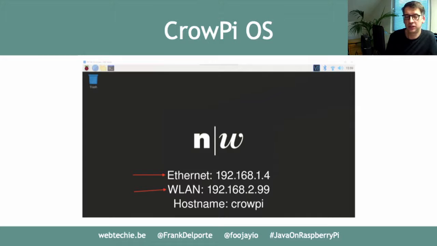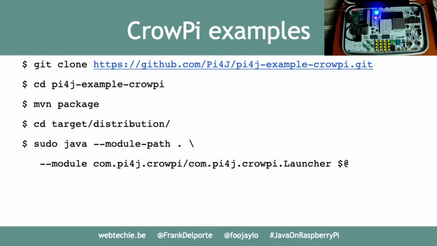There's some nice additions here, like the Ethernet and the WLAN address is shown in the background of the screen, so you can find it back very easily, and you can connect through SSH. Now, if you want to get started and you have this GrowPi, or you can just look into the sources of this project, you can get them, of course, from GitHub again.